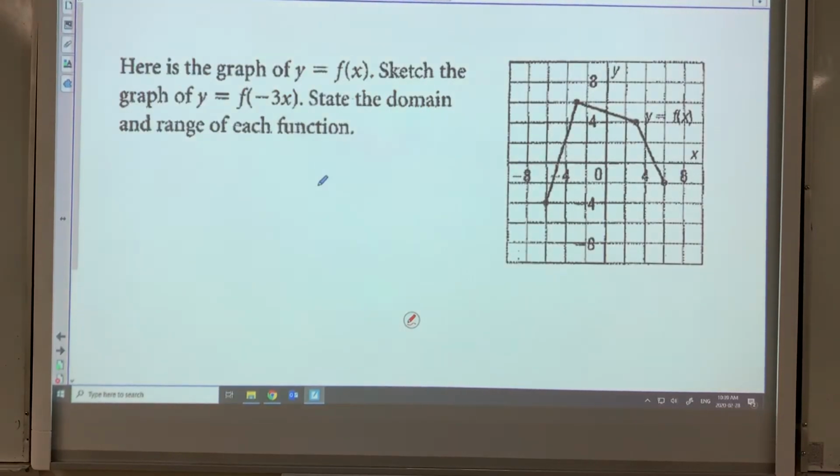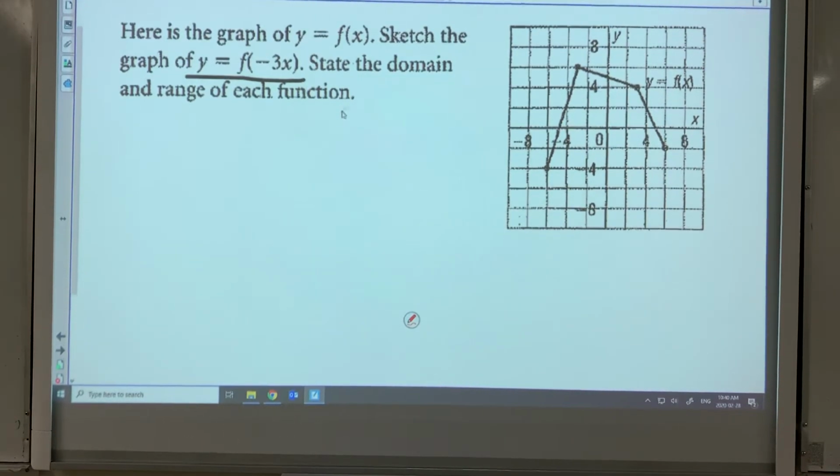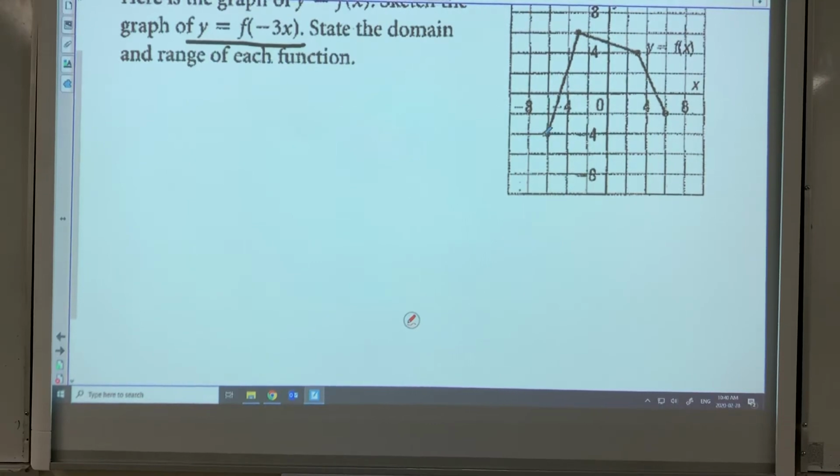So this is the first one. So we're just doing one at a time. So here's y equal f of x. And then we're going to do the graph of y equal f of negative 3x. Okay, so what I recommend is definitely make a table. We've indicated some points for you. That's what they like to do on the exam. So here we go.